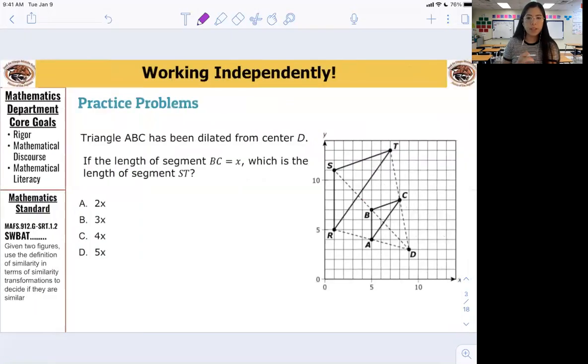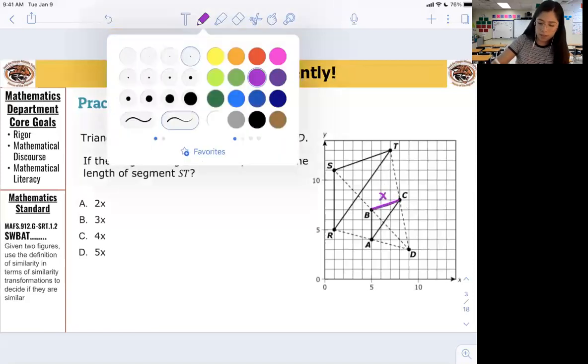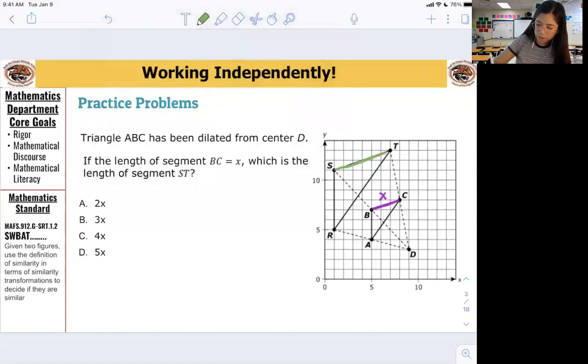Cool. All right. Here we go. Triangle ABC has been dilated from center D. If the length of segment BC is X, which is the length of segment ST? So BC, they're calling this X, right? And now they're asking us what is ST? So in other words, what are they trying to get us to calculate?